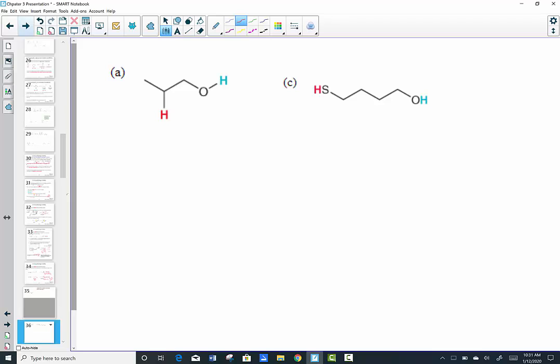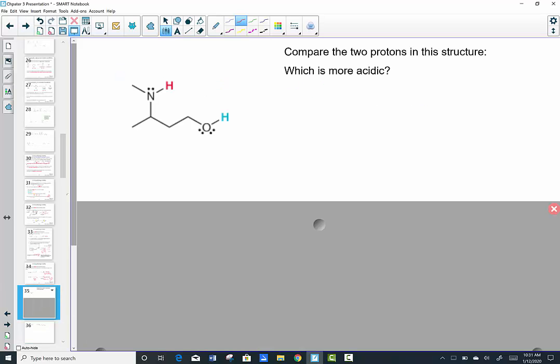So let's take a look at some practices I just pulled from your homework. We're going to compare two protons in this structure. And remember, we have a series of things to consider. The atom. Does it exhibit resonance? Is there an inductive effect? And what about the orbital? But so far, I've only said one of those four criteria, so that's going to be our focus.